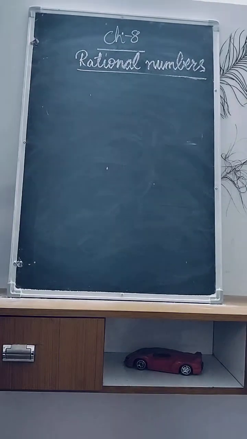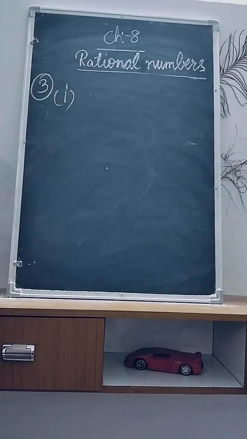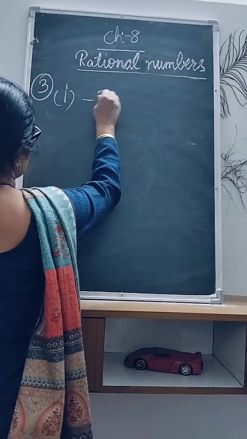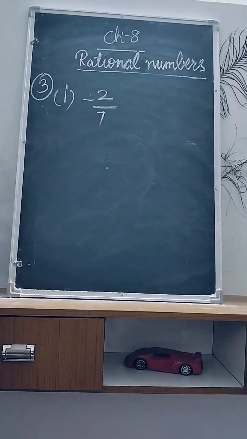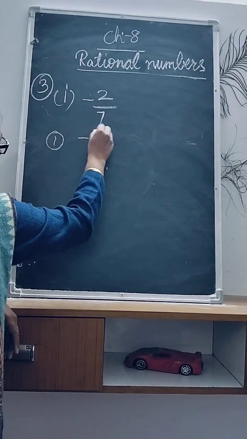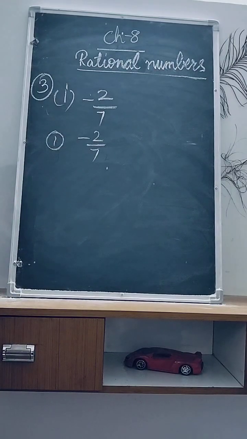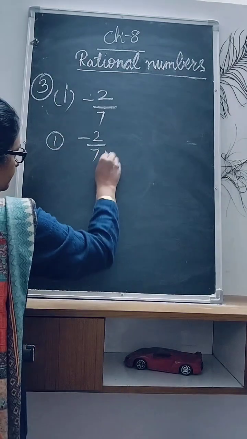In question number 3, we are asked to give 4 rational numbers equivalent to the given one. Now we have to write 4 rational numbers which are equivalent to this one. Firstly, we will multiply both numerator and denominator with the same numeral.